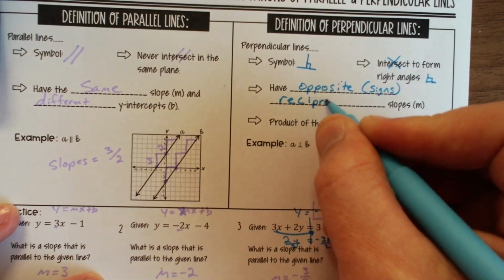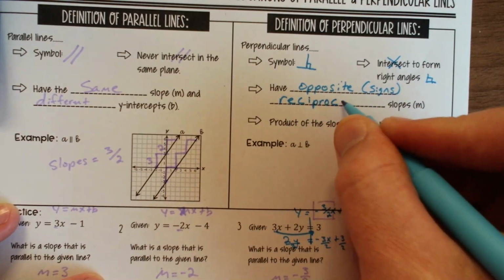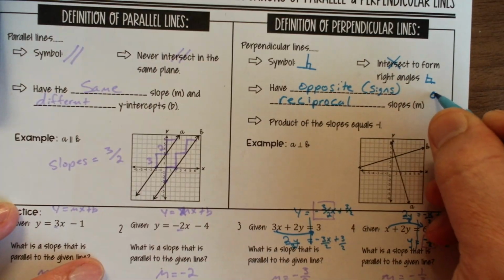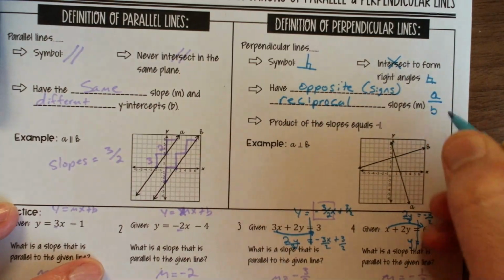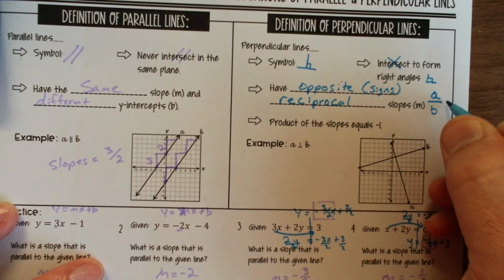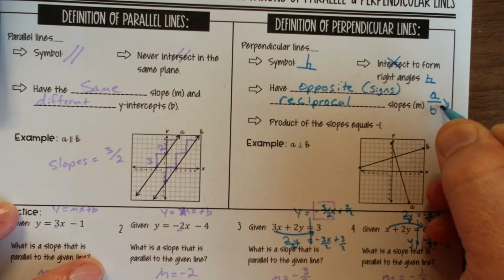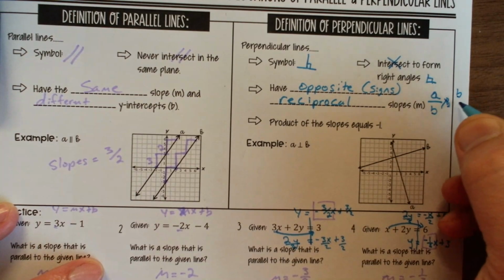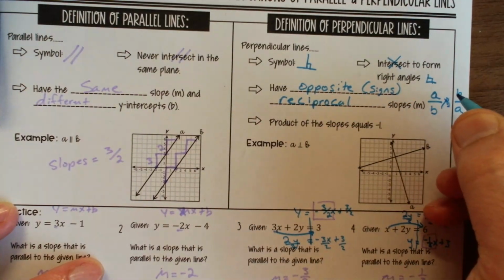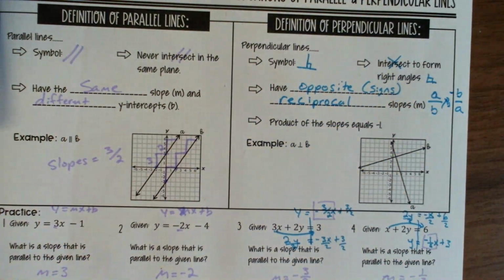What a reciprocal means in math terms is, I'm going to use A over B, it takes a fraction and it flips it. So it becomes B over A. And again, it's opposite signs. So if this was positive, this becomes negative.